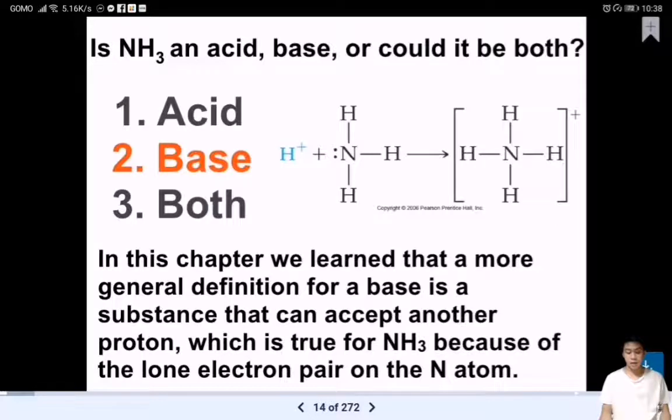In this chapter, we learned that a more general definition for a base is a substance that can accept another proton, which is true for NH3 because of the lone electron pair on the N atom.